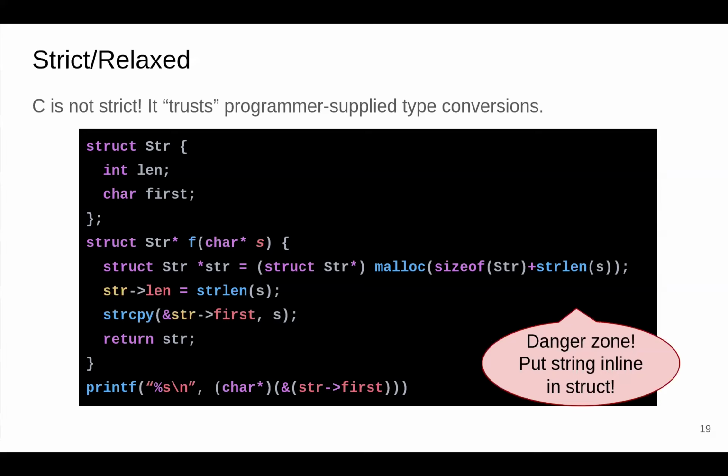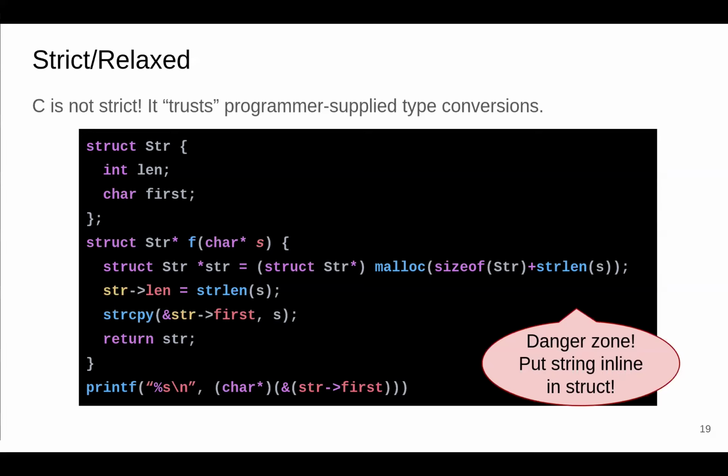This is another example, right? Here we are defining an object with an integer length, the length of the string, and a char, the first character of the string. So a memory object has a length, which is a 4-byte value, and then 1 byte for the first character of the string.